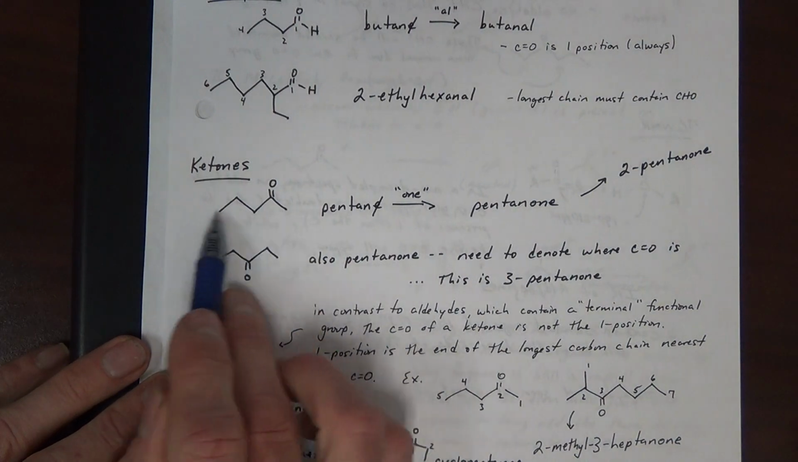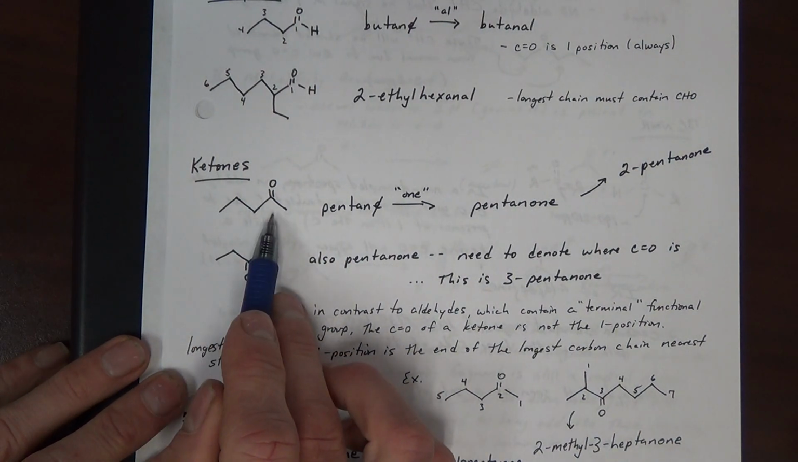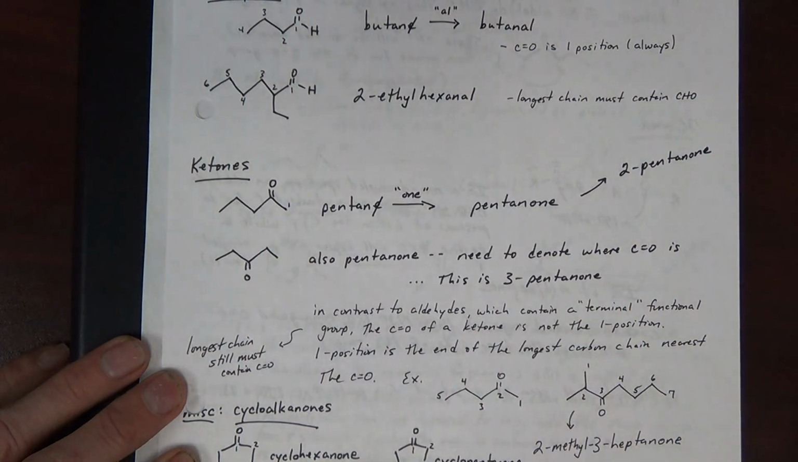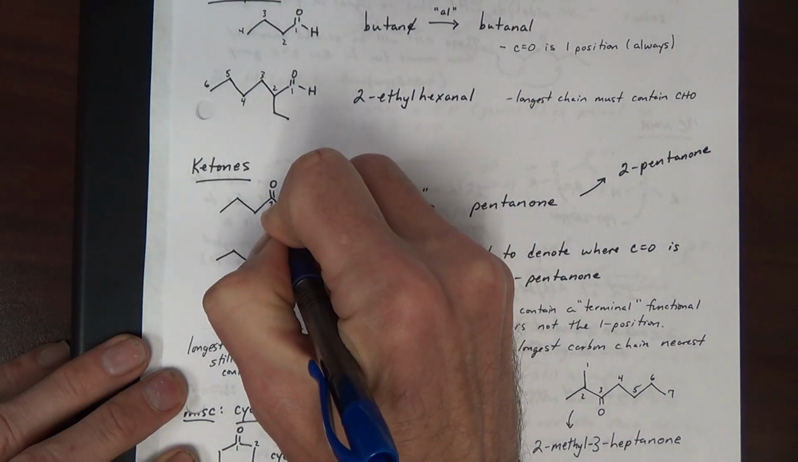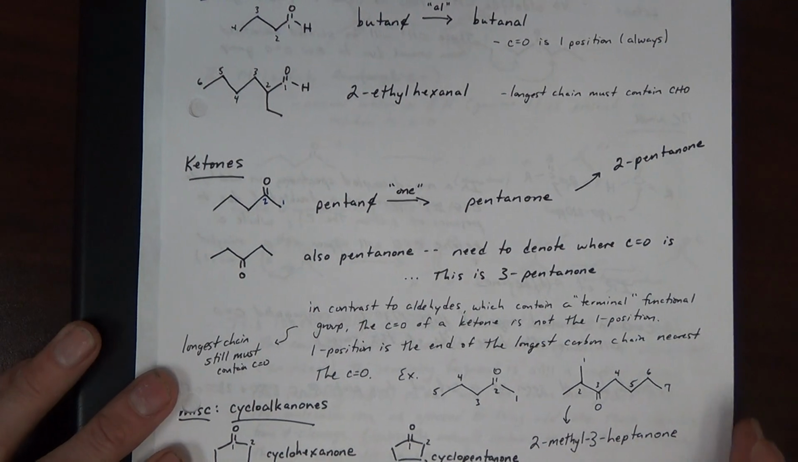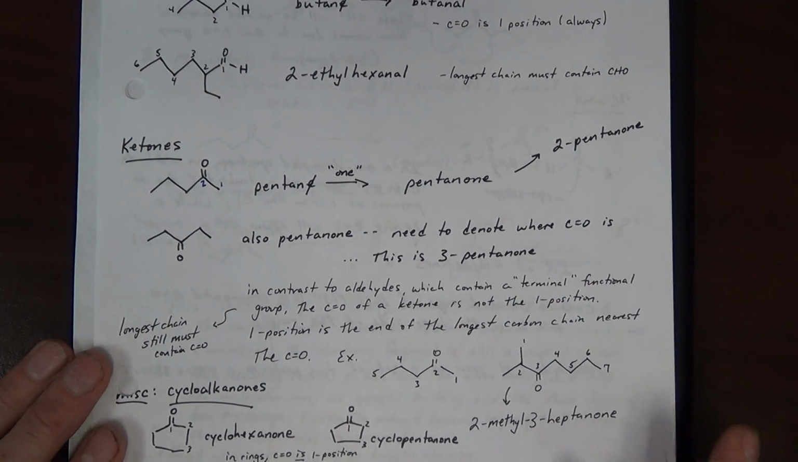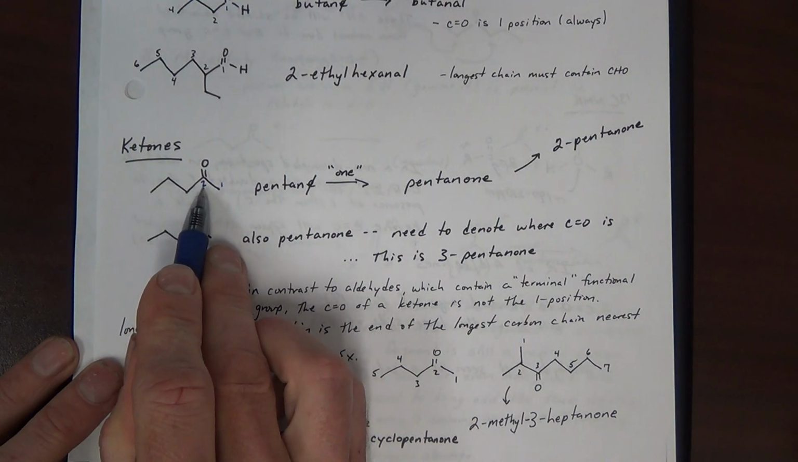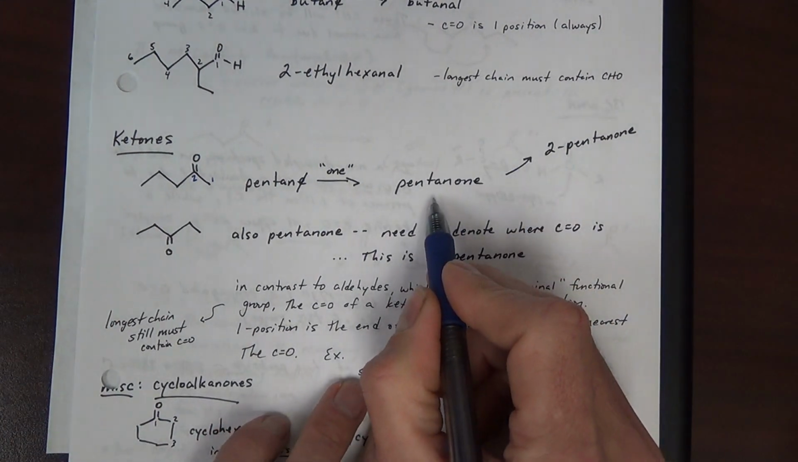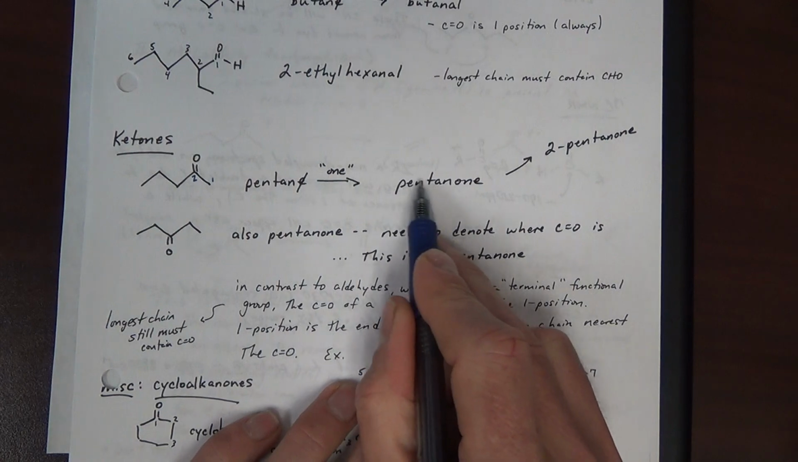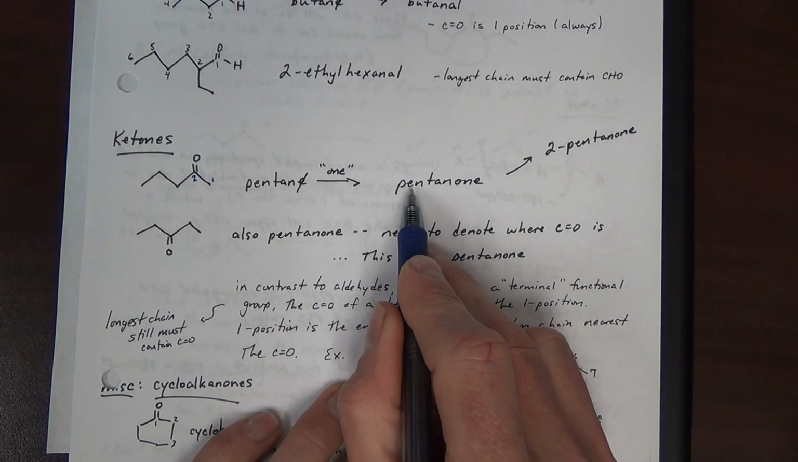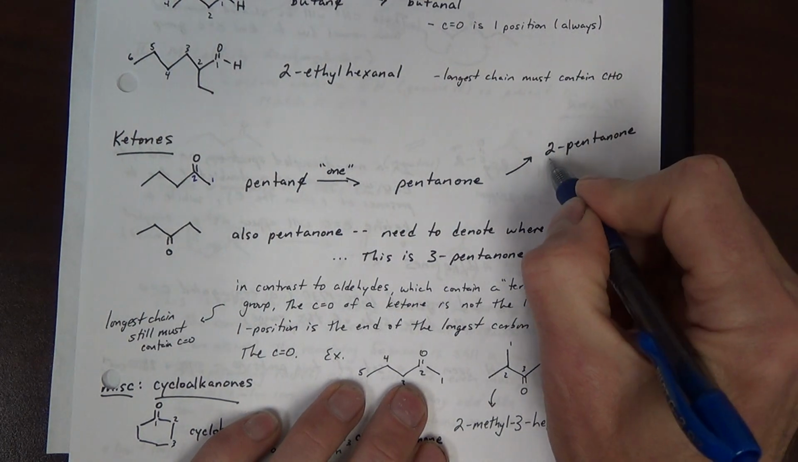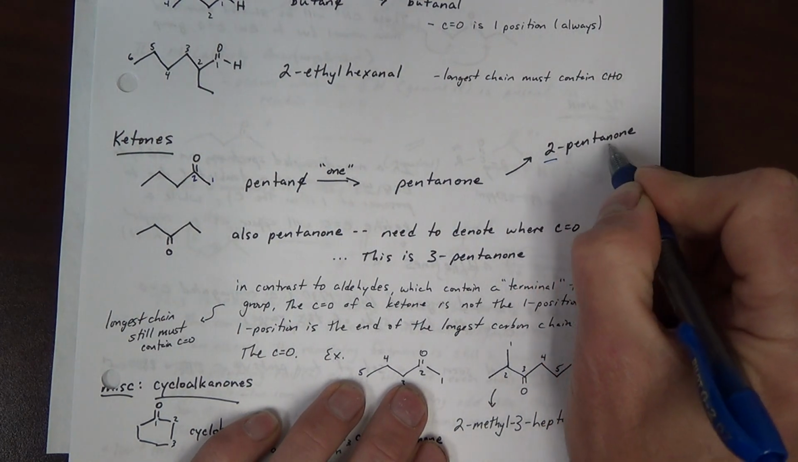We only have one chain here and it's 5. The end nearest the carbonyl would be this end here. So that's 1. And the carbonyl is at the 2 position. What we have to do is denote where the carbonyl is by using that number. And so the name is not pentanone, because that's a little bit ambiguous. Instead, it's 2-pentanone, with the 2 indicating where the carbonyl is located.